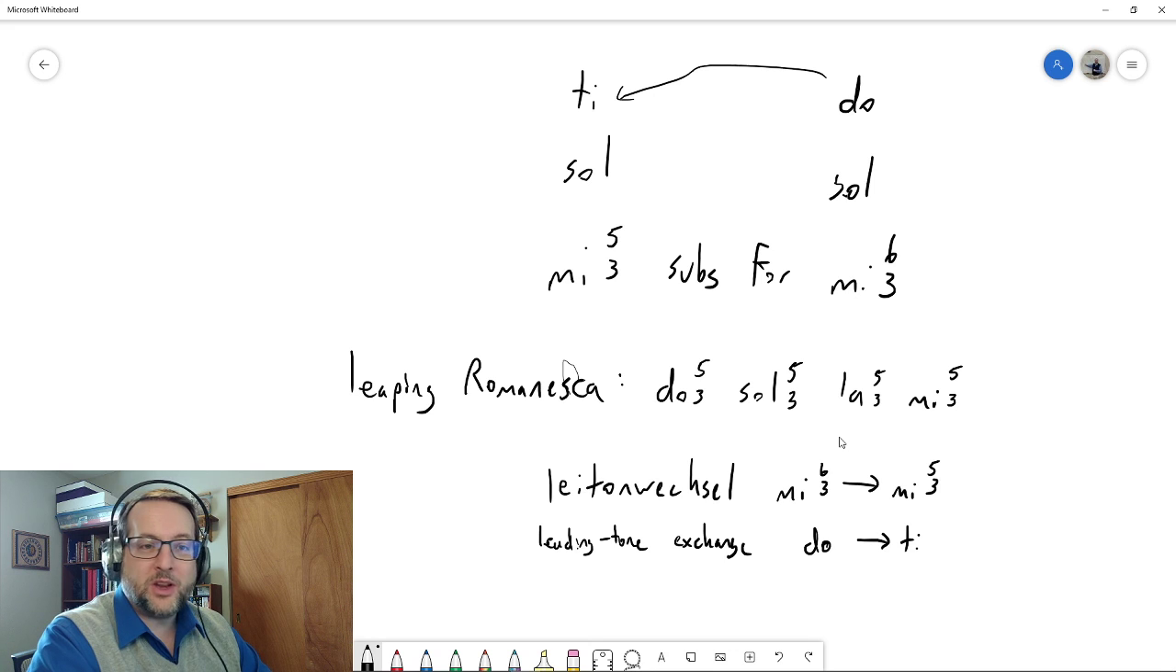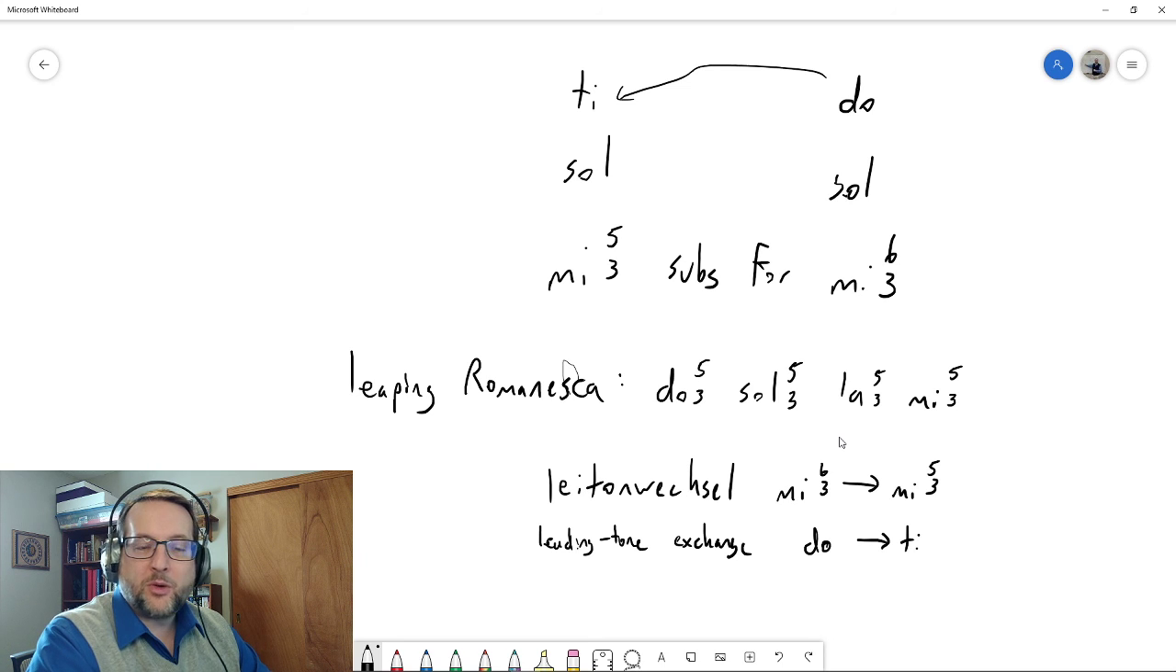This is the third of the Neo-Riemannian operators, the Leittonwechsel, and it starts getting used a little bit more in the 19th century than in previous centuries. It's really interesting, really colorful, and it shows up a lot in film music. And this is the Leittonwechsel today, the mi 5/3 chord.